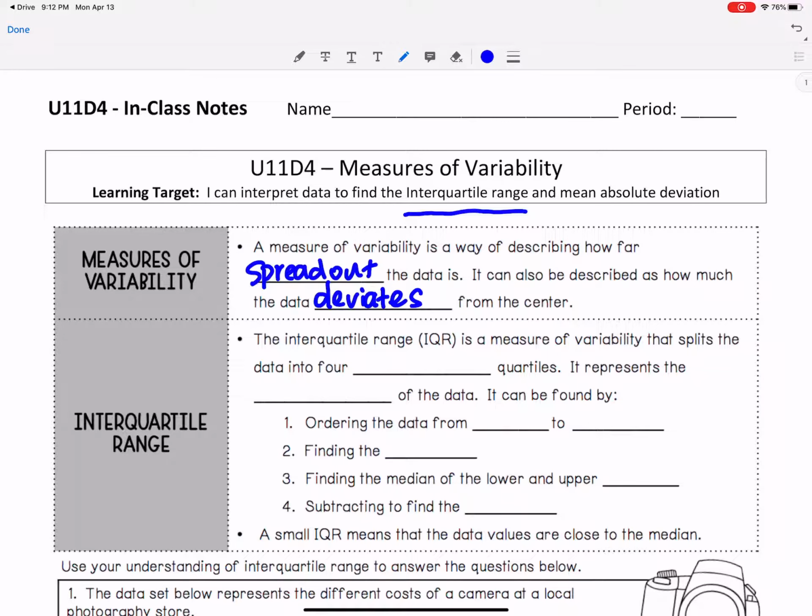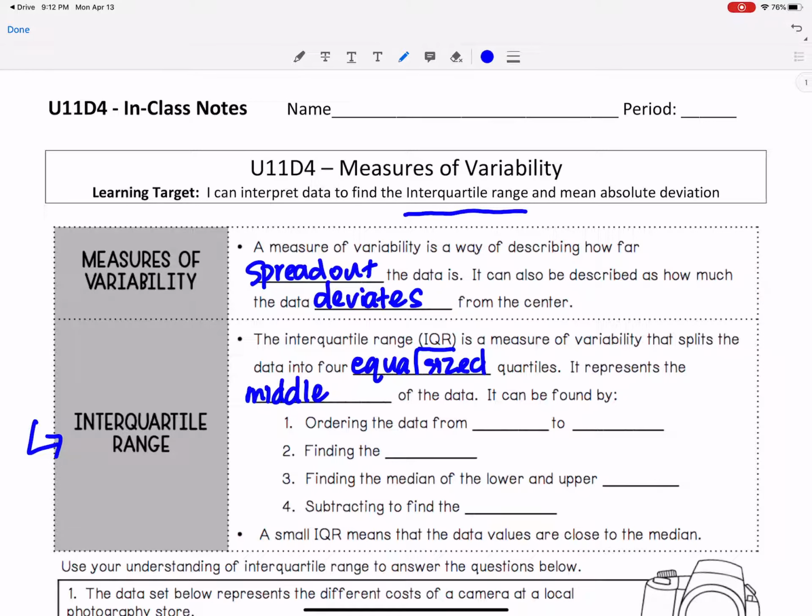Interquartile range. So now we're right here. The interquartile range, we're also going to call it the IQR, just as short because we like to shorten things. IQR is a measure of variability that splits the data into 4 equal-sized quartiles. It represents the middle 50% of the data.